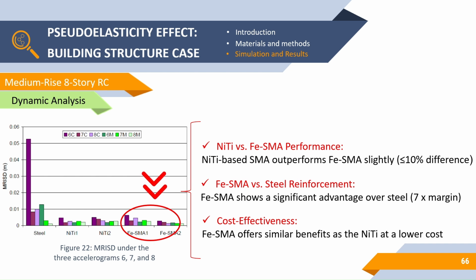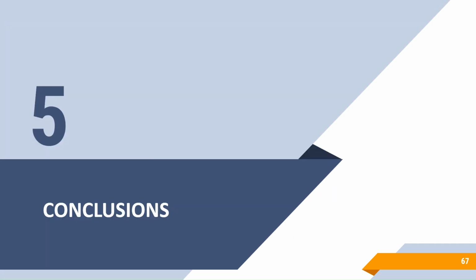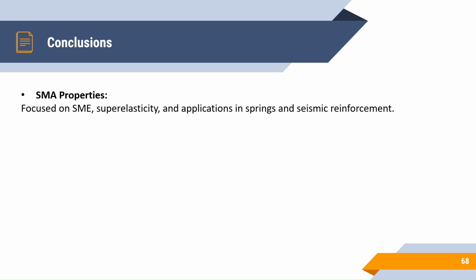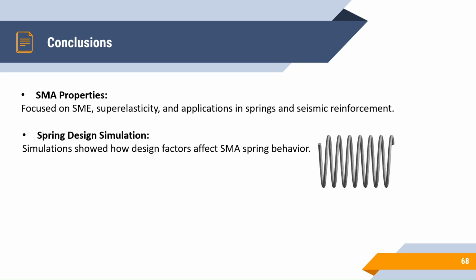Now, the next section is about the conclusion. So, in conclusion, this work showed the unique properties of shape memory alloys, focusing on shape memory effects and superelasticity, and also their applications in helical springs and seismic reinforcement of buildings. For the springs, simulations showed how different factors affect their behavior.